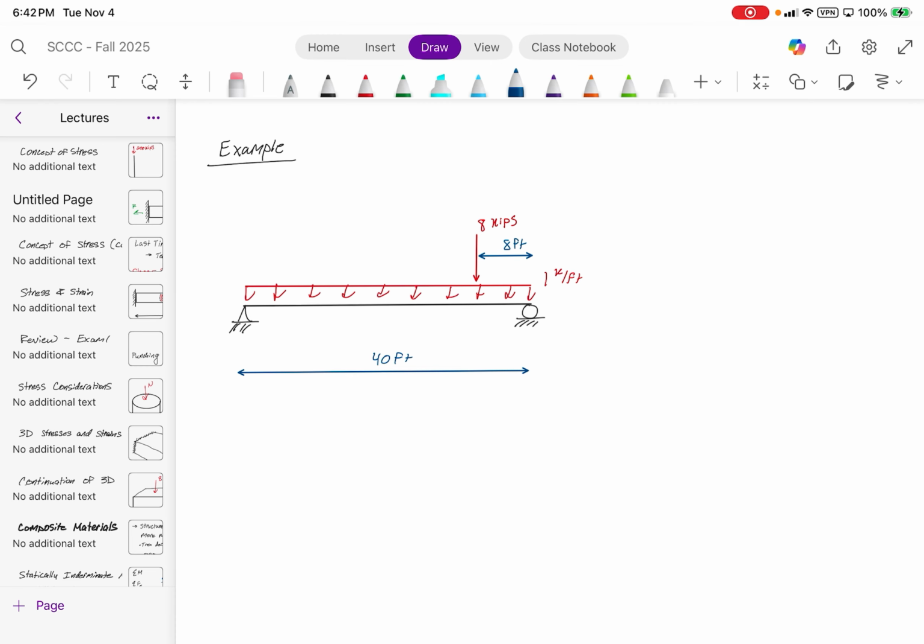Firstly, find the reaction forces. We'll call this AY and BY. And then draw your shear and moment diagrams. You should be able to do this by 7 o'clock. So in about 15 minutes, you should have both diagrams.